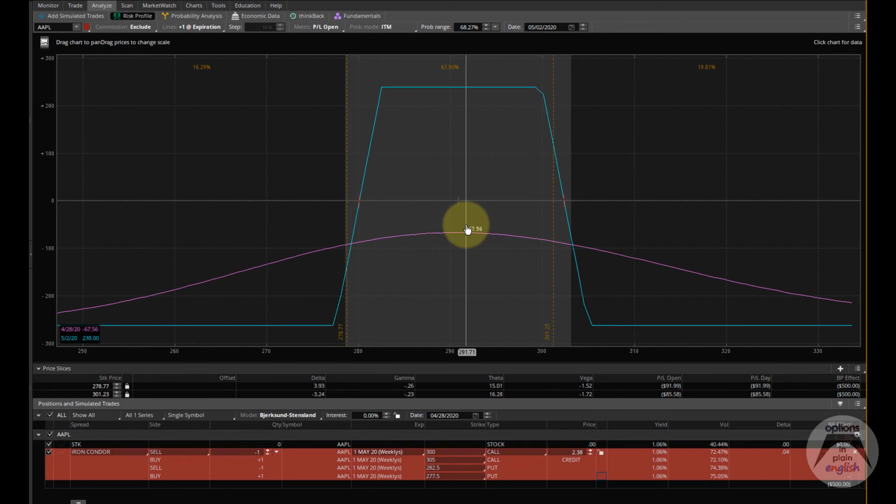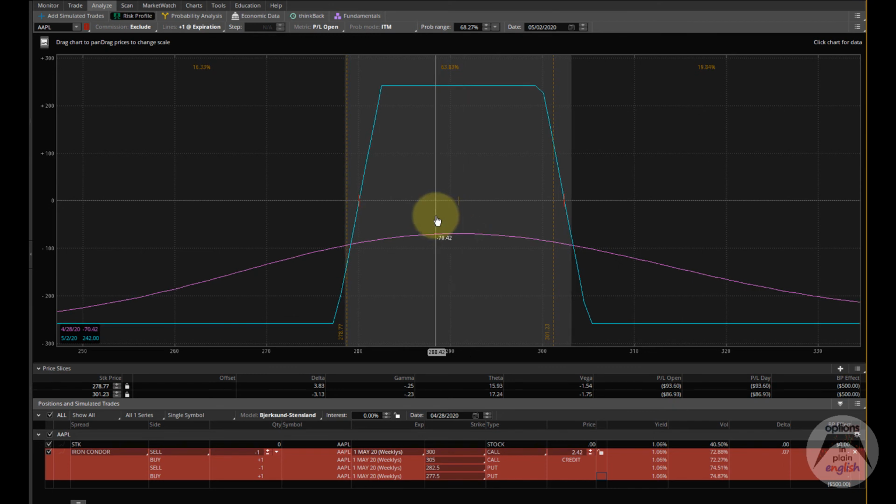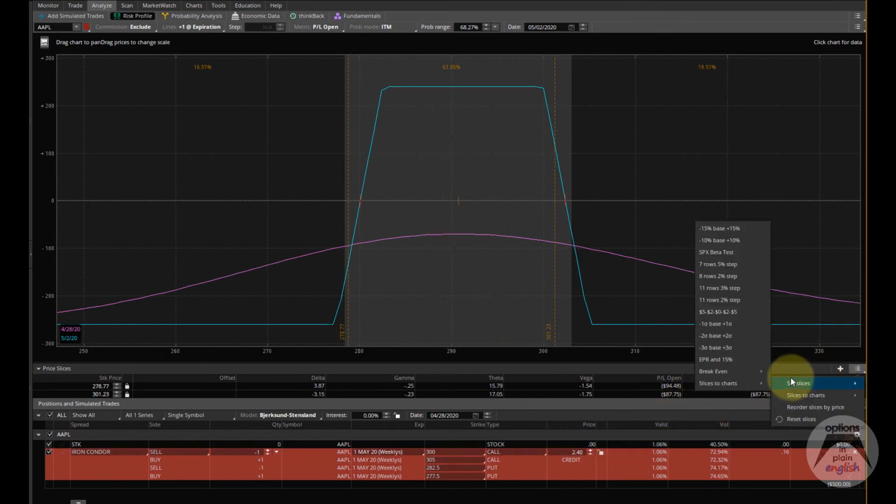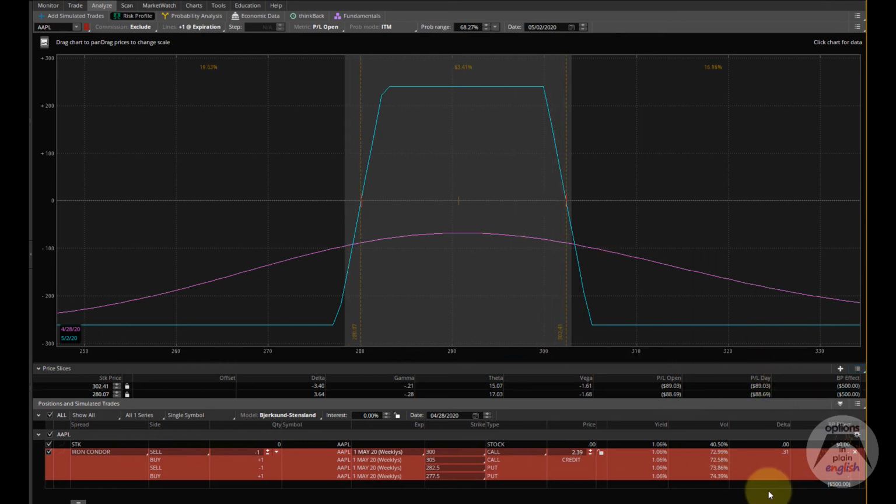Just expected move too high, you think that it's not going to move as much, you put this on, it's not directional, and you're just waiting for volatility to contract, and that's it. You just wait for the move to happen, and if the move is less, then you're going to make money. Okay, so now let's get the break-evens for this. So we have the break-evens, and let's see what they look like on the chart.